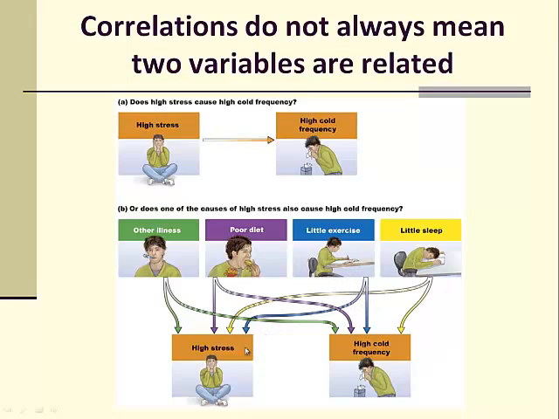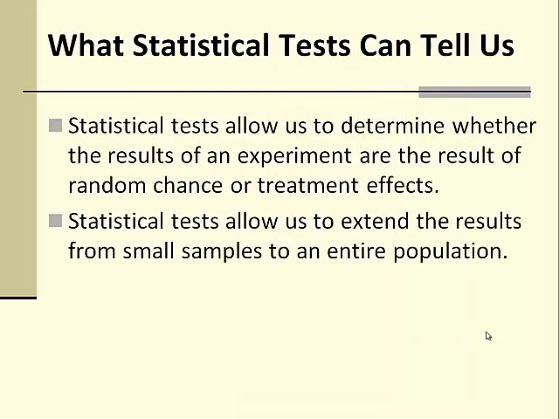Little exercise may cause stress and a high cold frequency as well, and little sleep, perhaps. Lack of sleep might be the best factor of all 4 of these. Lack of sleep may cause high stress, and it would also certainly make you more susceptible to a cold. And so the point of bringing this up is that just because 2 variables are correlated doesn't mean that one causes the other. In science we have to be very careful when we observe a correlation. We might be very excited at first, but it's important for us to step back and say, okay, even though there's a correlation, is there a causative relationship between these two variables?